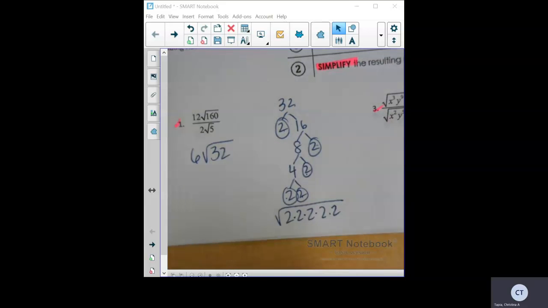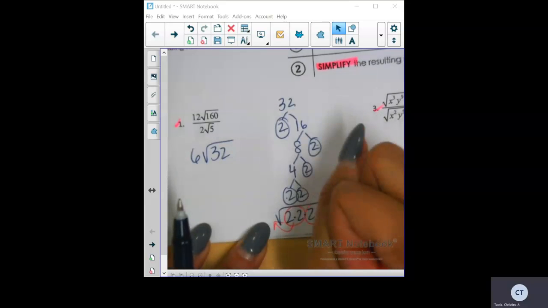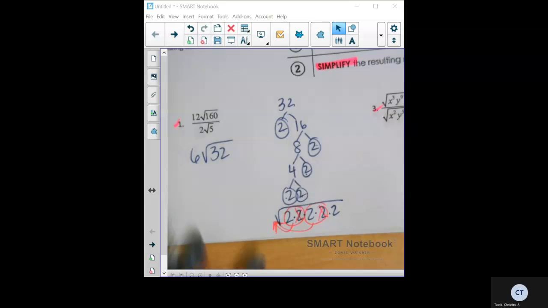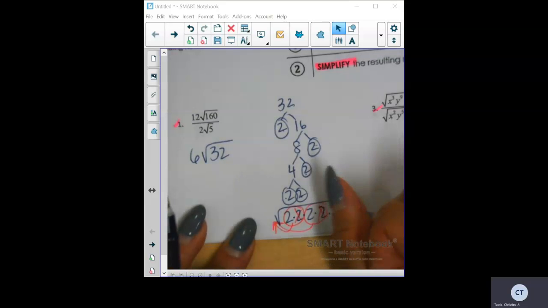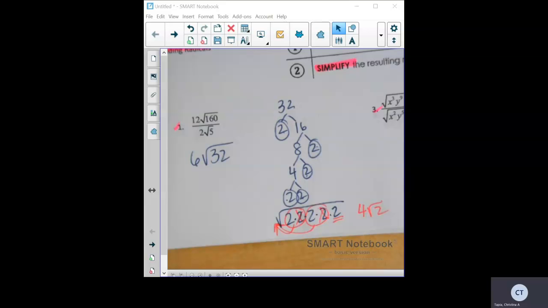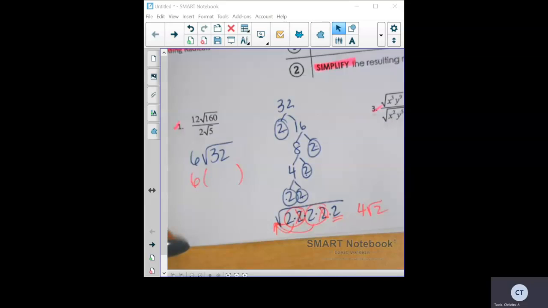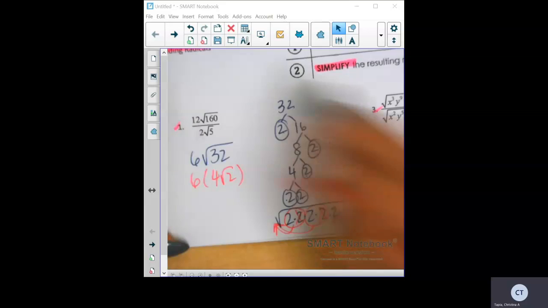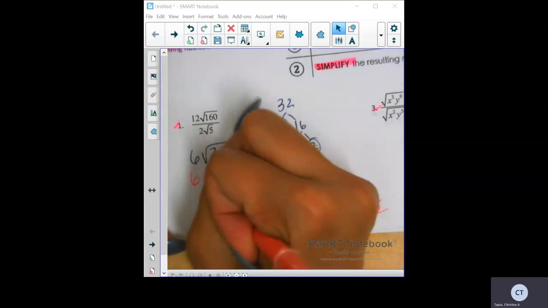From that radical, I can help these 2's escape and these 2's escape. So underneath that radical, I'm just going to have 1, 2 left over. So my simplified radical is going to be 2 times 2, which is 4, square root of 2. So over here, I'm going to replace the square root of 32 as 4 square root of 2. Last thing I need to do is just multiply. 6 times 4 is 24 square root of 2.